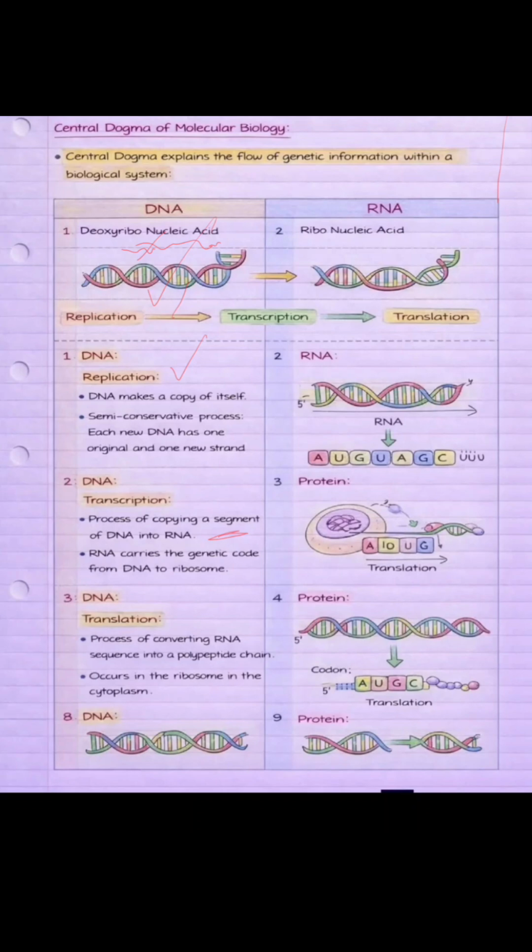Next, coming to the RNA. RNA stands for ribonucleic acid. Unlike DNA, it is single stranded and there are three types of RNA. Messenger RNA, we call it mRNA, that carries the genetic information. Transfer RNA, tRNA, that brings amino acids to the ribosomes. Ribosomal RNA, that is rRNA, forms the ribosomes and helps in protein synthesis.